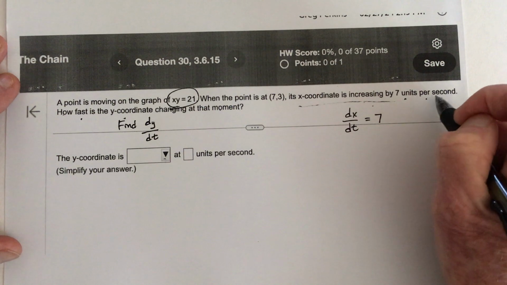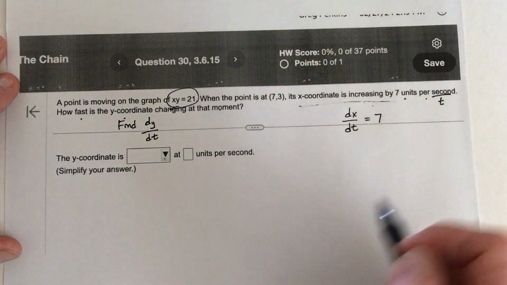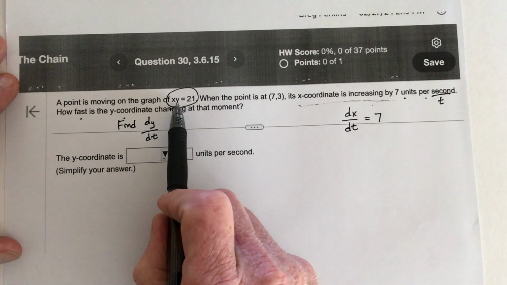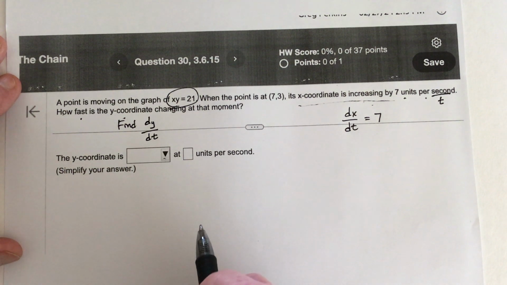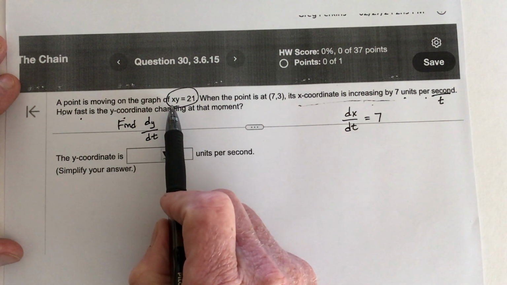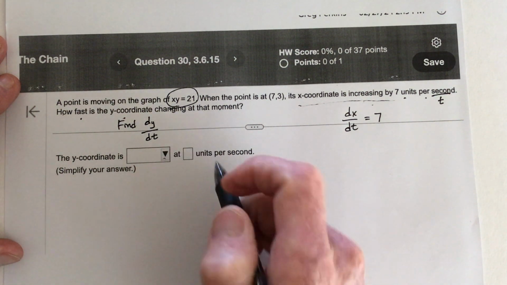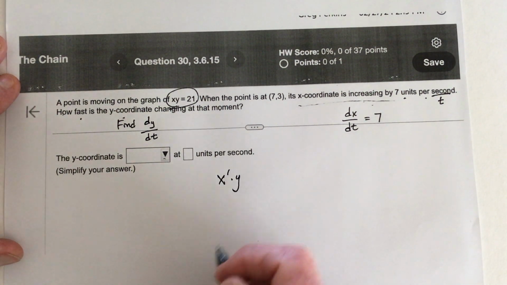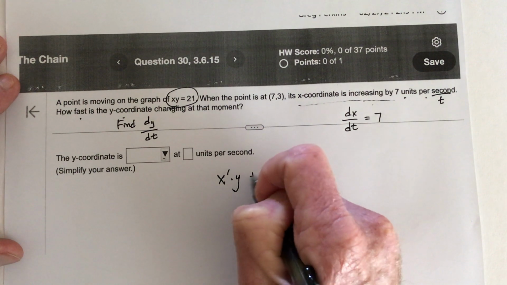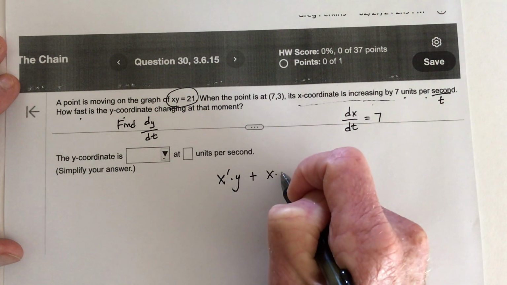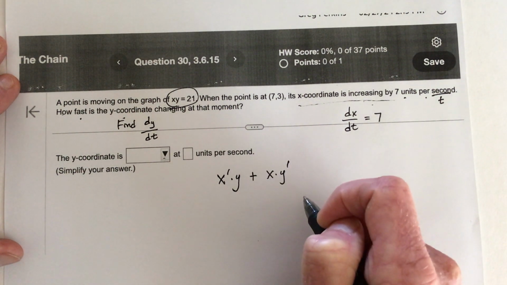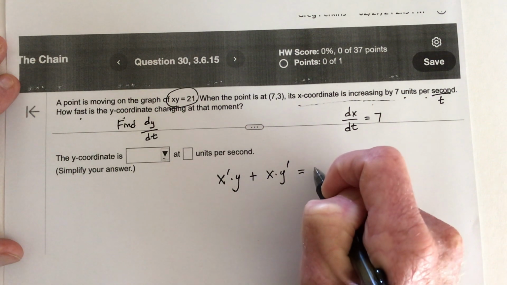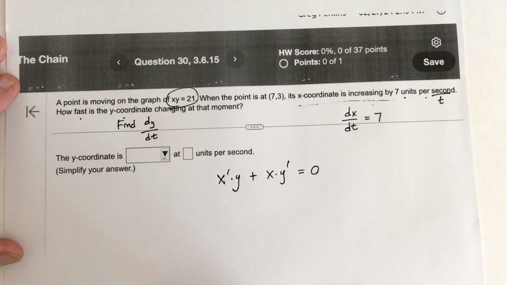Because it's derivative with respect to time, every time we take the derivative of one of these variables, we're going to get either an x prime or a y prime. So this is going to be the product rule. Take the derivative of x, which is x prime, and leave y alone. Plus, leave x alone, and now take the derivative of y, which is y prime. And on the right side, the derivative of 21 is 0.